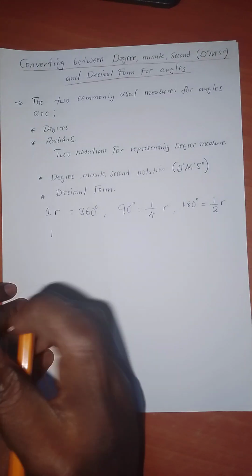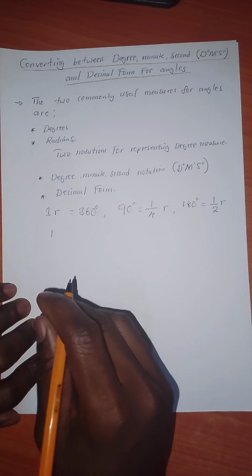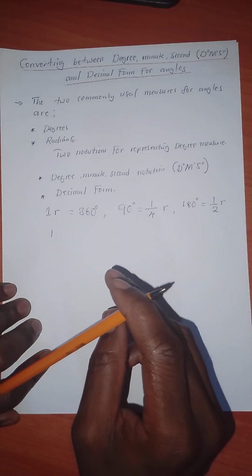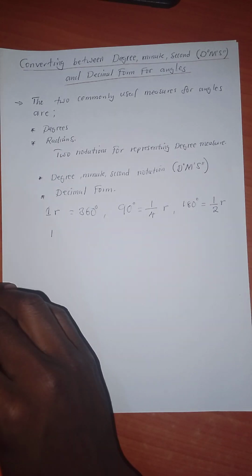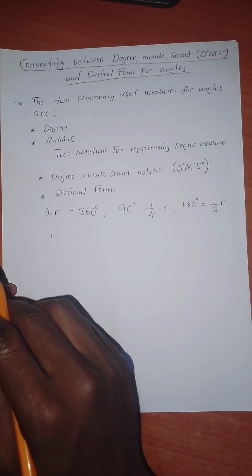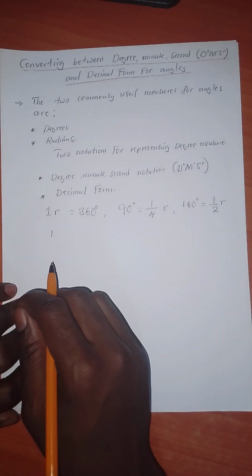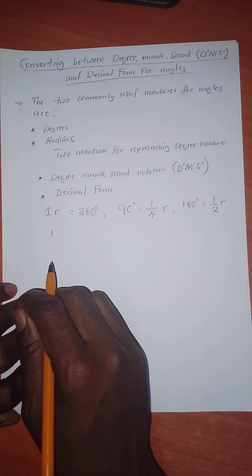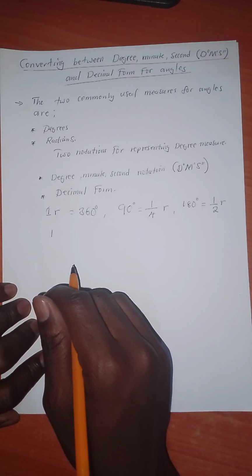Hello guys, welcome to the Tutorial Master, and in this video we are going to be looking at converting between degree, minute and second notation, which is DMS notation, and the decimal form for angles.